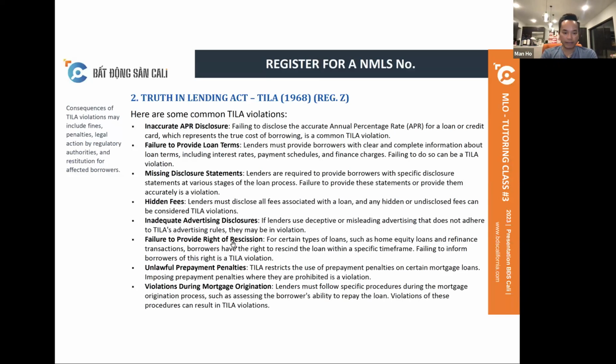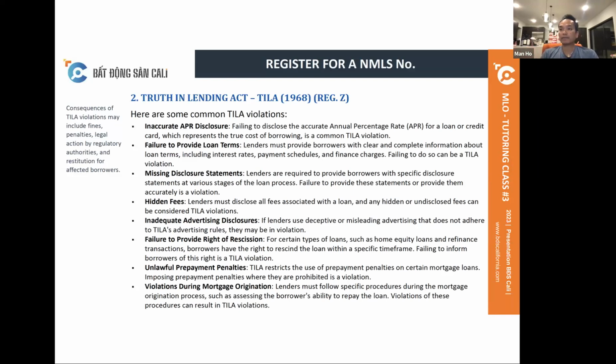Inadequate, I already said that, sorry. Failure to provide right of rescission, meaning that you forget to disclose, you forget to send out paperwork saying, hey, you applied for this refinance, but you have the right to back out, the right of rescission. This is a disclosure. I send it to you. If you don't send that to the borrower, you violate TILA.